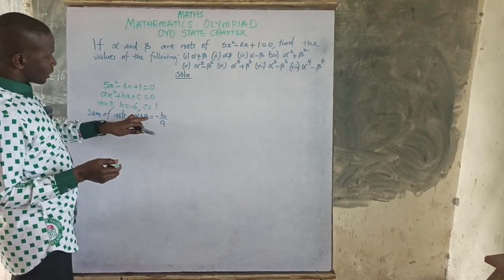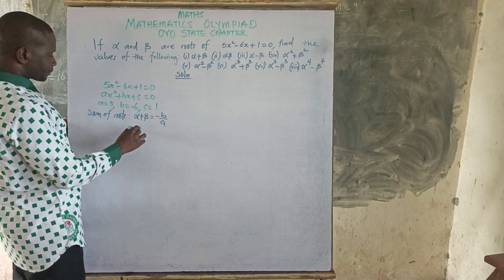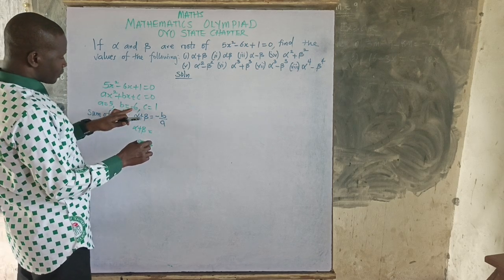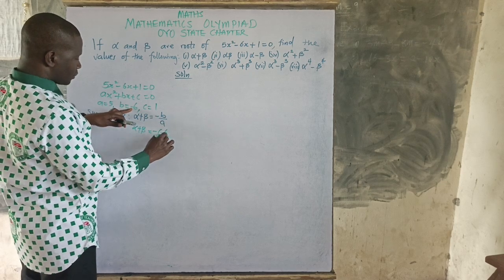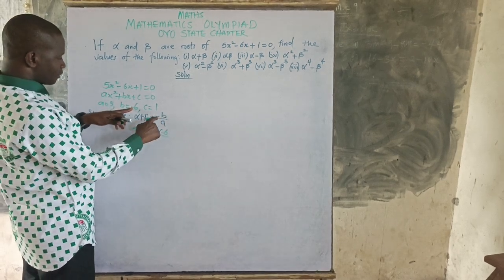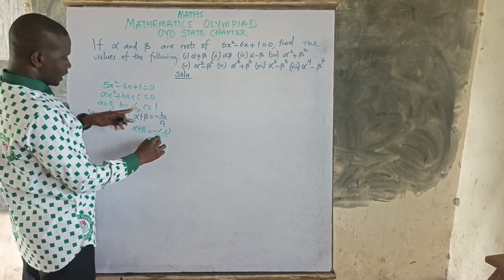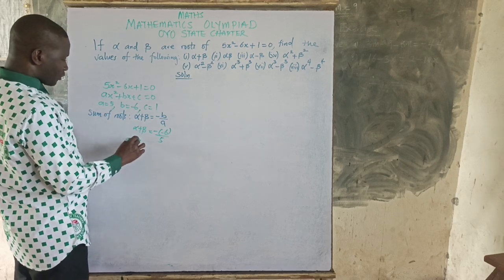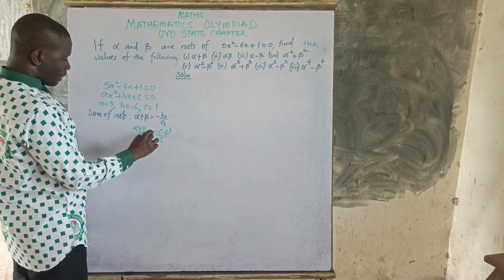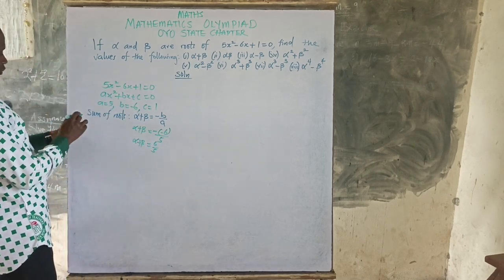Now we have alpha plus beta to be minus b over a. We have b to be minus 6, so we substitute. In the formula we have minus b, and b is already minus 6, then divided by a, which is 5. So minus by minus will give us 6 divided by 5. So alpha plus beta equals 6/5. That is the first part.